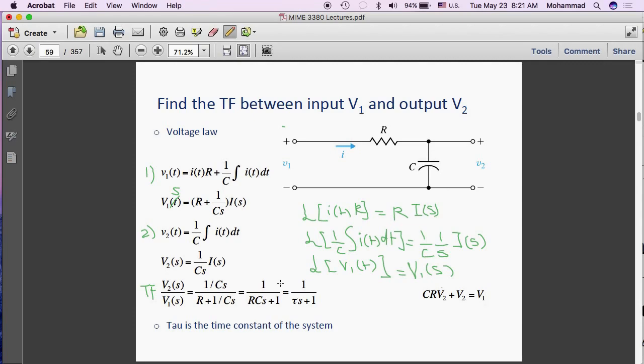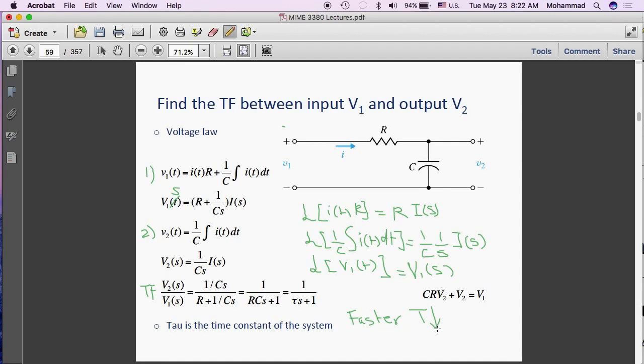And you can see that RC is the time constant. RC, R times C, is the time constant of this system. So if you want to make this system faster, you have two choices. What are the two choices? How can you make this system faster? Faster means the time constant should go down. That's the meaning of faster. So how can you make it happen?